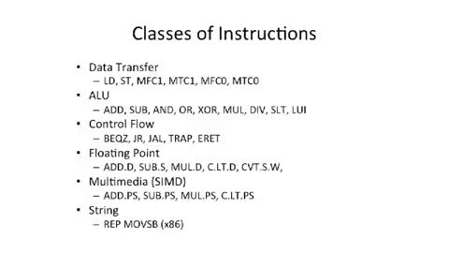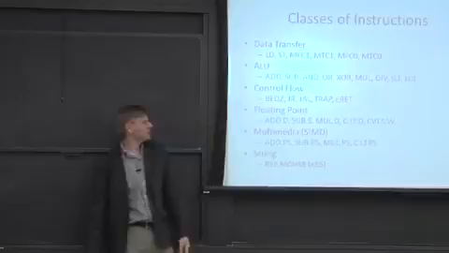So let's look at classes of instructions. You start off with things like data transfer instructions. So loads, stores, move to control registers. So this is what MIPS has. And in this course, we're going to be relying a lot on the MIPS instruction set architecture for our example cases. But you have load, store, move to, and move from control registers with different control registers. You have arithmetic logic unit instructions, so things like adding, subtracting, anding, oring, multiplication, division.